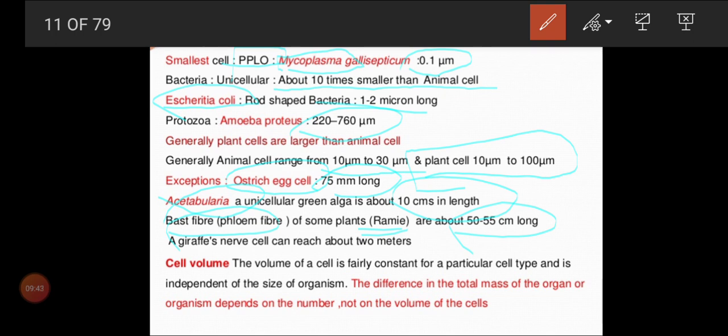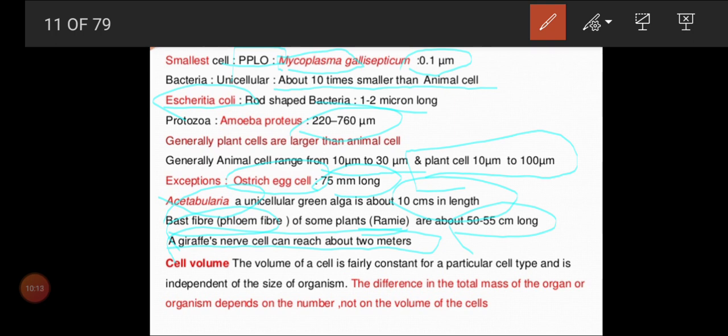Phloem fiber, bast fiber. And giraffe nerve cells can reach about 2 meters. So we all know that even in human beings, the longest cell in our body is the nerve cell. But when it comes to the giraffe, the nerve cell can reach 2 meters. So the length of the nerve cells is larger than in human beings. Even in the giraffe, it can extend to 2 meters. Is that clear, children?